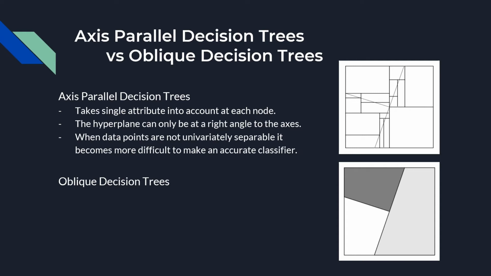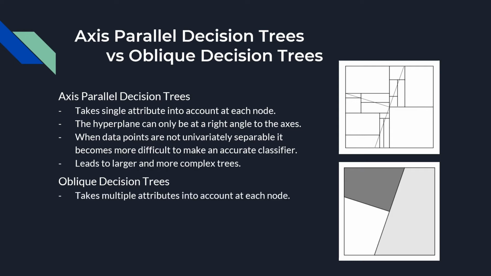Only using axis parallel splits comes with some disadvantages. When data points are not univariately separable, it becomes more difficult to make an accurate classifier because it requires more splits. This leads to larger and more complex trees as well as slower classifications. This top figure shows all the parallel splits that would need to occur in order to classify an example dataset.